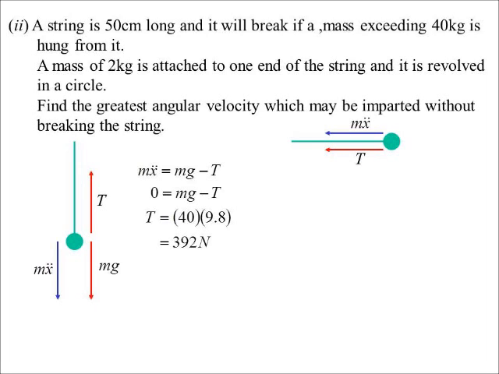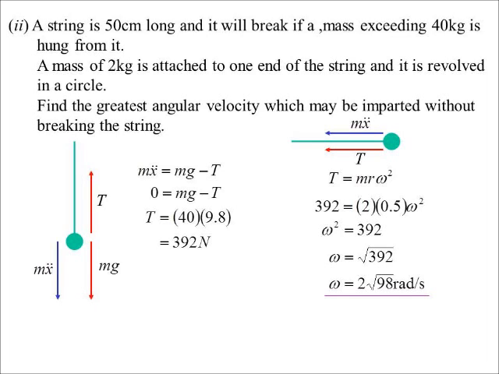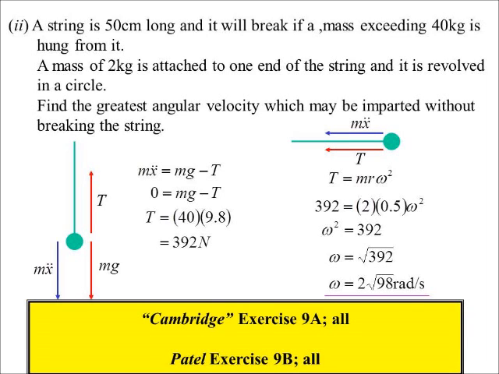So now, tension is equal to the resultant force, the centripetal force, mr omega squared. We know how much tension this string can handle. It's 392 newtons, so let's sub it in. The radius, of course, is the length of our string, 50 centimetres. So it can handle us rotating at omega equals 2 root 98 radians per second before the string will break. Again, this is just a starter on our idea of circular motion. Cambridge 9A. I know some of you tried to do Cambridge 9A before.